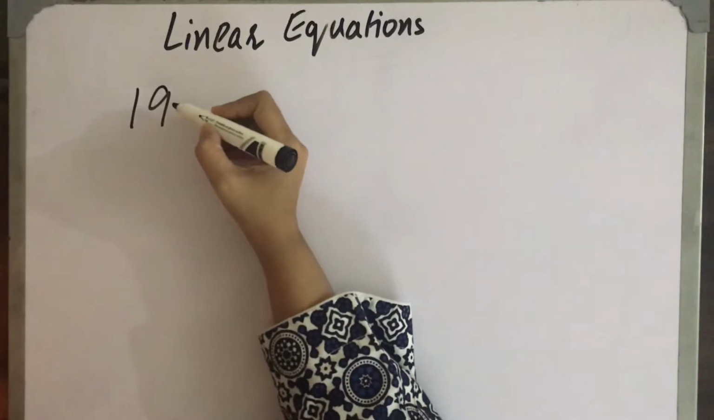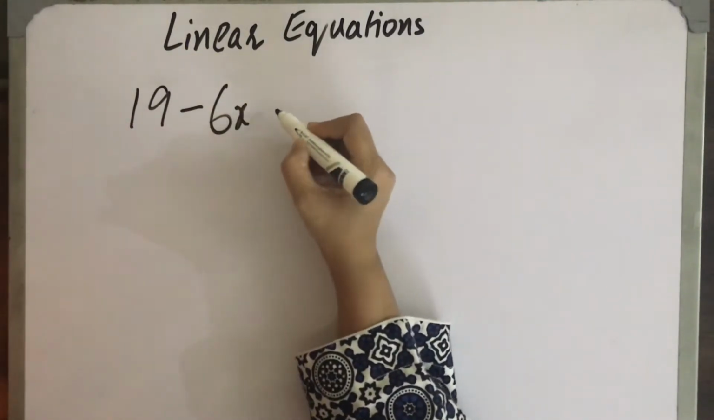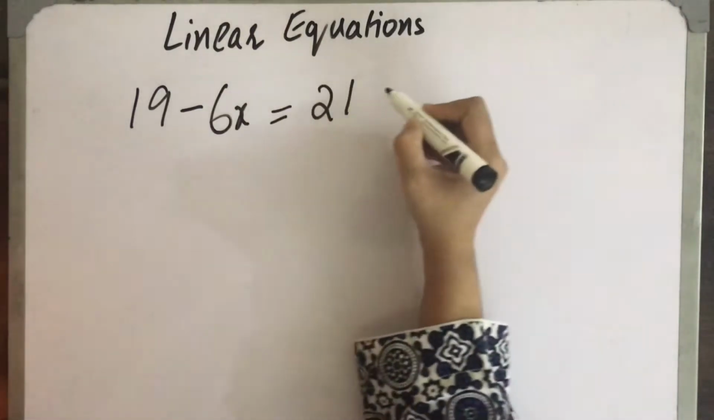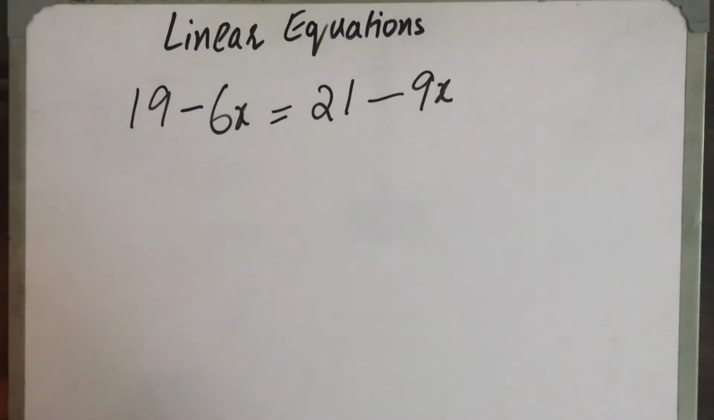Hello everyone, the topic for today is linear equations. I have selected a few questions in which I shall try my best to explain each and every situation and clear your difficulties. The first question is 19 minus 6x equals 21 minus 9x.